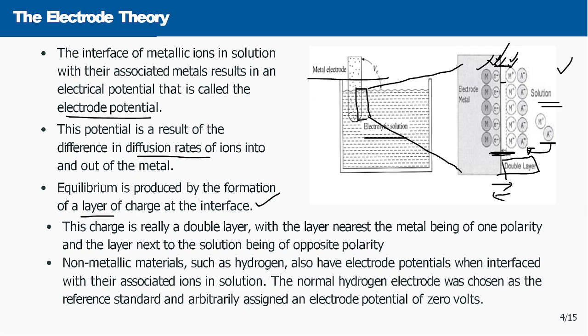Non-metals such as hydrogen also have an electrode potential when interfaced with their associated ion in the solution. The normal hydrogen electrode was chosen as the reference standard, which we call the standard hydrogen electrode, SHE. With respect to this SHE value, we measure the potential of all other metal electrodes. The electrode potential of hydrogen is considered as 0, and with respect to this voltage, other metal electrode potentials are calculated.